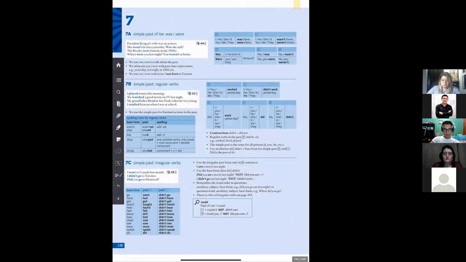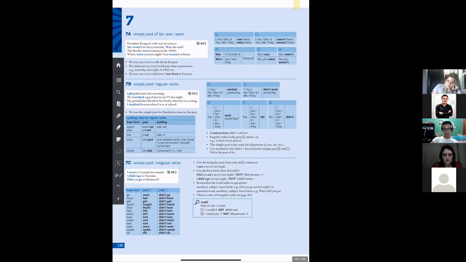Okay, the examples say, I played tennis this morning. We watched a good movie on TV last night. My grandfather lived in Sao Paulo when he was young. I studied Korean when I was at school. Okay, what else? Oh, something very important. When we have verbs such as stop, we double the last consonant, which is P, and add ED. Or when we have one as study, we remove the Y and we add I, E, D.